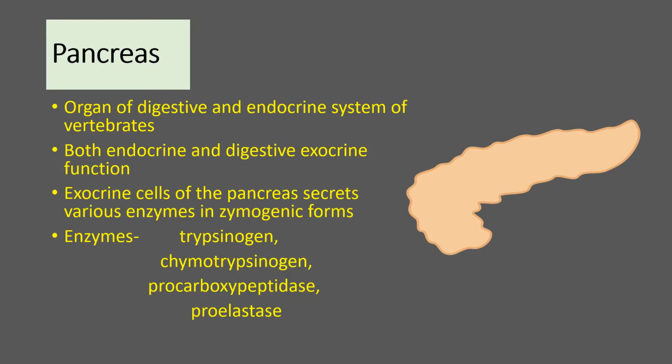Now let us discuss a little bit about the pancreas. It is an organ of the digestive and endocrine system of vertebrates. It has both endocrine and exocrine function. It is the only organ in the human body which has both functions, an endocrine function as well as an exocrine function. But the most important is the exocrine function of the pancreas. The exocrine cells of the pancreas secrete various enzymes in the zymogenic forms. The enzymes are trypsinogen, chymotrypsinogen, procarboxypeptidase and proelastase.